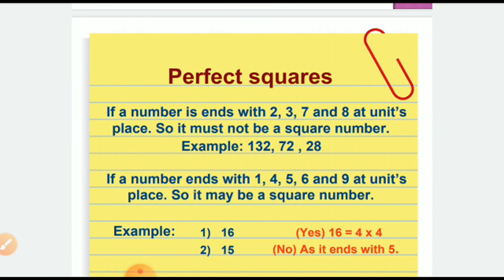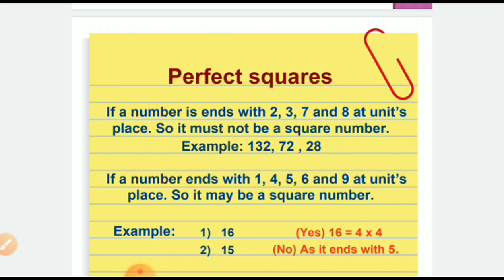If a number ends with 2, 3, 7 or 8 at the unit place, it must not be a square number. It will not be a square number. Understood, student? For example 132, 72, whatever, if the last digit is 2, 3, 7, 8. Remember this, or you can remember it with a trick: 2 plus 3 is 5, 5 plus 7; or 7 and 3 make 10, and 2 and 8 make 10.